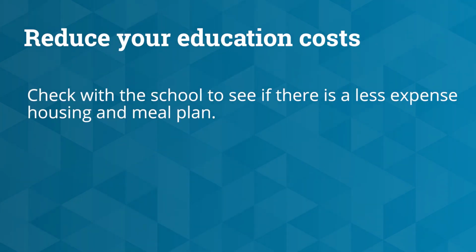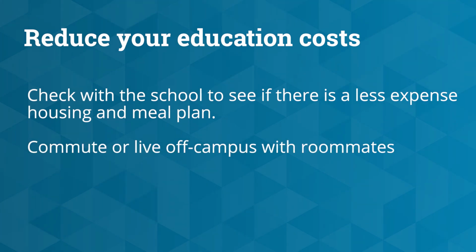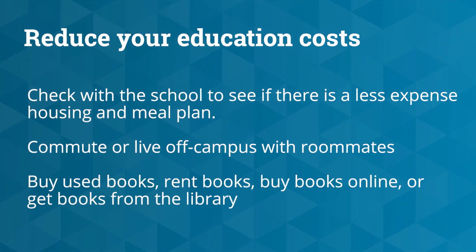However, one more thing I'd like to share with you before we go is there may be some other options available to reduce your educational costs. Many schools offer several housing and meal plans. Check with the school to see if there's a less expensive option available to you. Or if you live close to home, perhaps you can commute or live off campus with roommates. Also, you are not required to buy your books and supplies from the school campus store. You may be able to buy used books, rent books, get books online, get them from the library. Books and supplies can be very expensive.